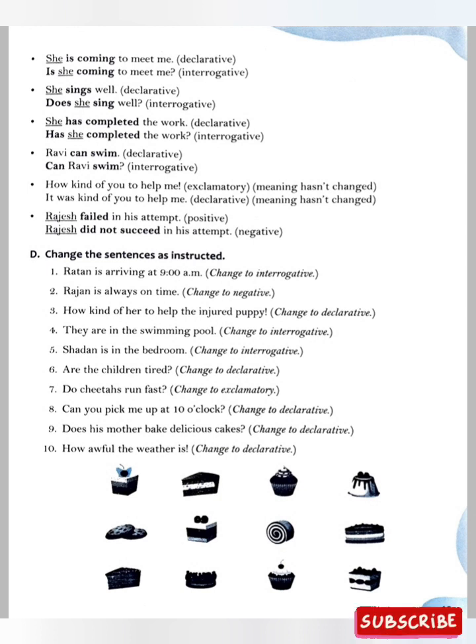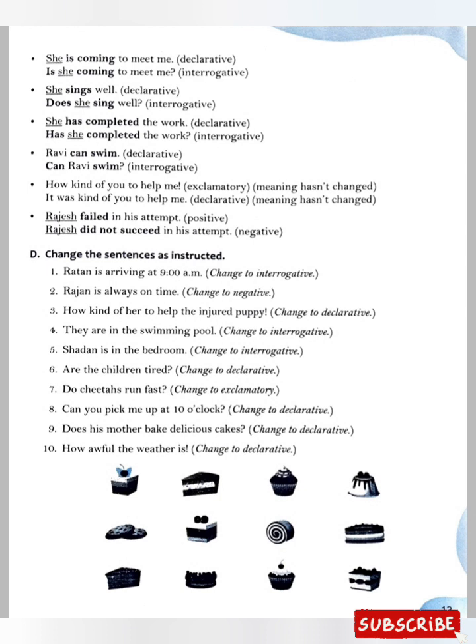Rajan is always on time. We have to change this into negative. So, what is the negative form of always? Never. So we'll use never here. Rajan is never late. So it will be your negative sentence. How kind of her to help the injured puppy. This is an exclamatory sentence and you have to change it into declarative. So how will it be? It was kind of her to help the injured puppy.